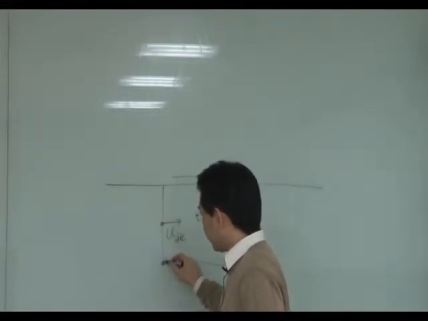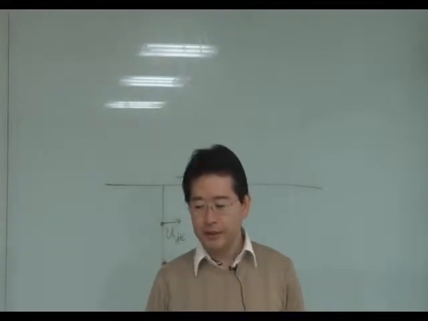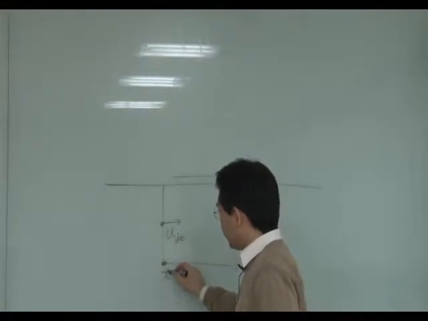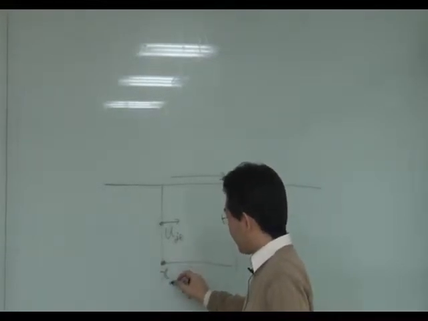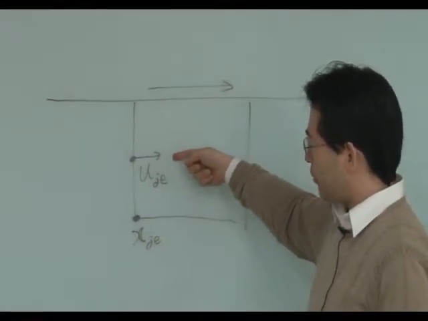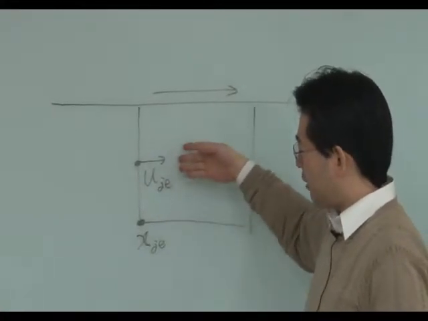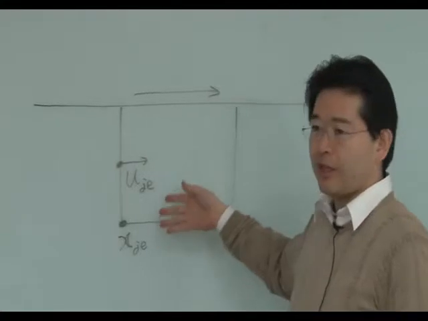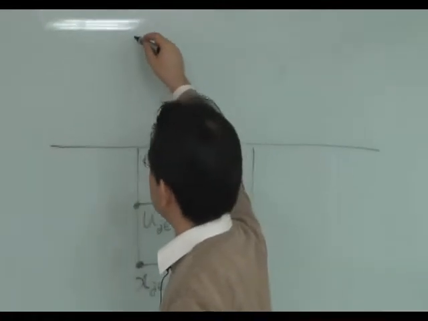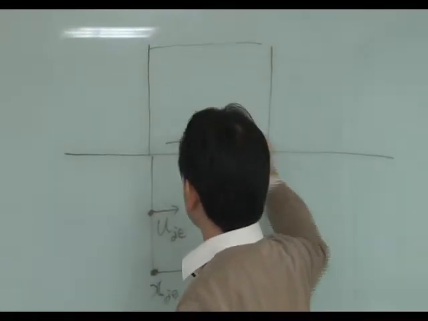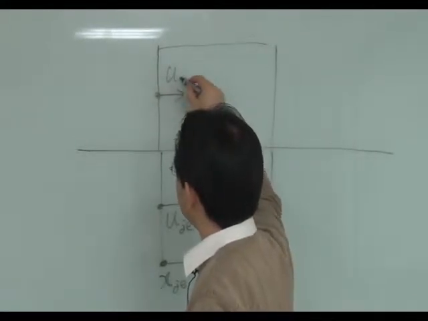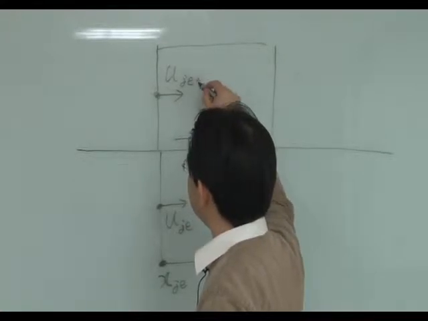But since we are using a staggered mesh layout, this grid point is XJE. So the mesh point and the velocity component, these two have the same index JE, but the position is different. This is the dummy point. The index is JE plus 1.